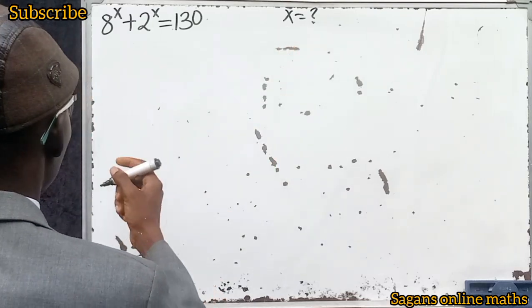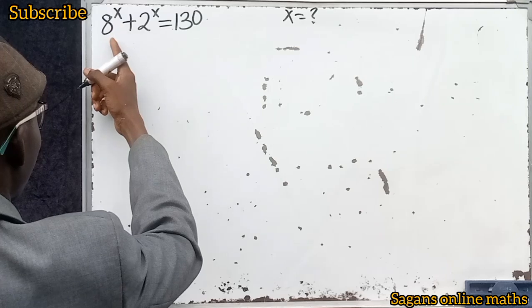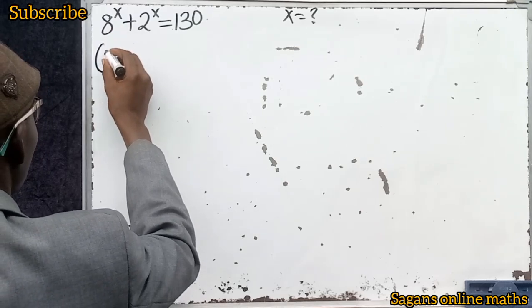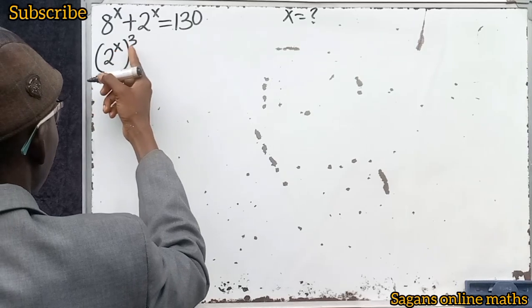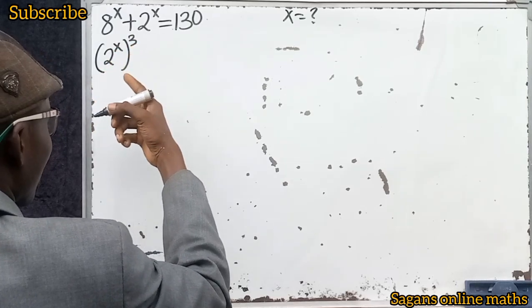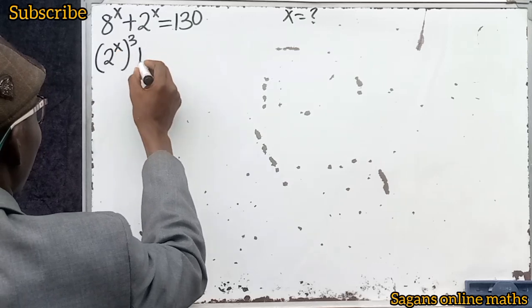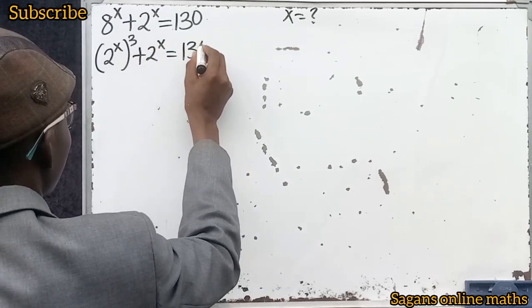Now what we are going to do is to put 8 to the power of x in index form. So you're not wrong if you decide to write this as 2 cubed to the power of x, or 2 to the power of 3x, because 3 times x is 3x. And 2 to the power of 3 is 8. Remember the power here is still x, right? Then plus 2 to the power of x equals 130, right?